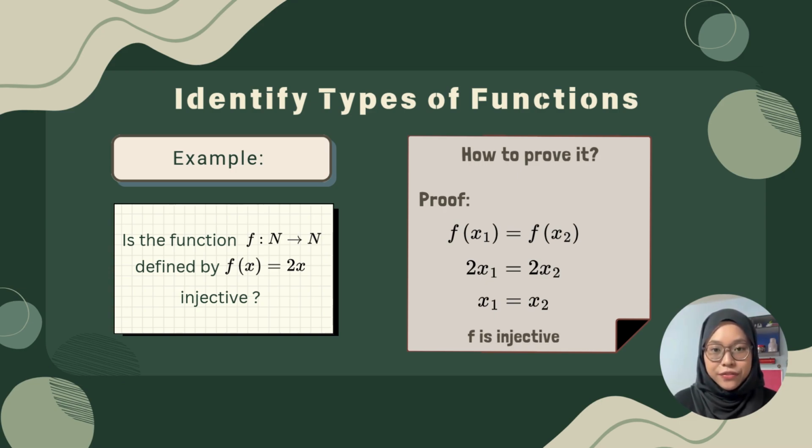Let's say we have a function defined by f(x) equal to 2x. To prove that it is injective, we assume if f(x1) equal to f(x2), then 2x1 equal to 2x2, and the final result we get is x1 equal to x2. Since the result shows the inputs must be equal, the function is injective. If the function covers the whole codomain without any missing output, it is called surjective. Therefore, if both conditions are met, the function is bijective.